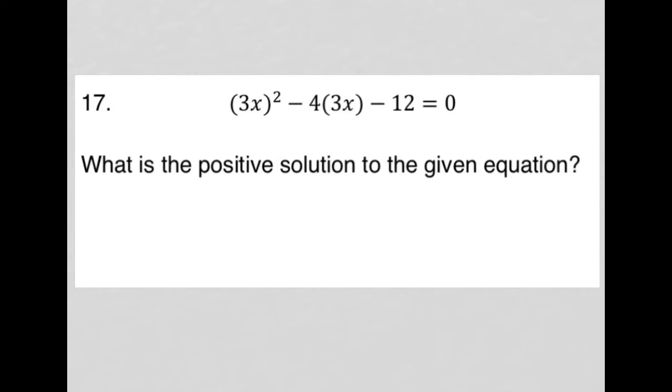So this question looks like it's going to be a simplify question. I say that because the question is short and it contains an equation. So let's simplify this question and see what we end up with.